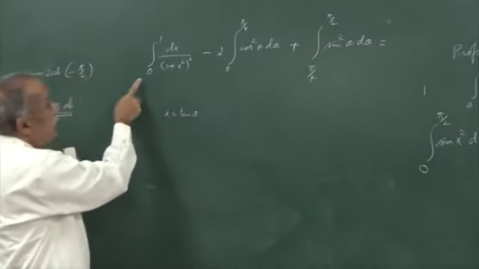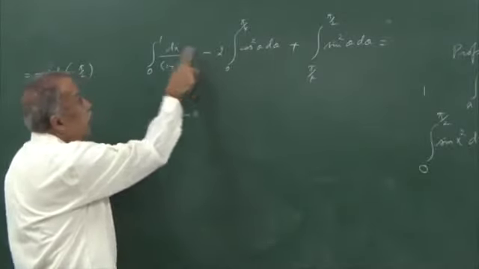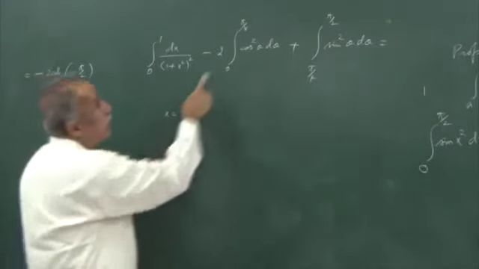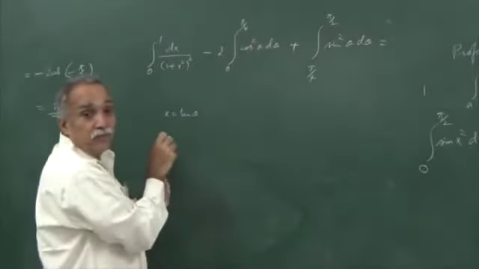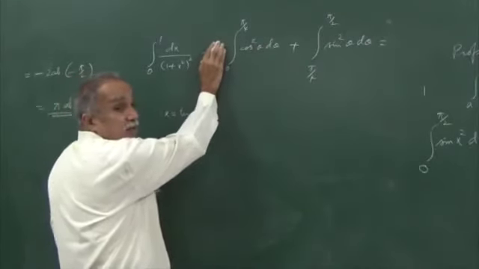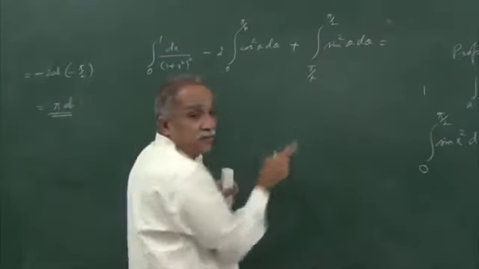New limits will be: when x equal to 0, tan theta is 0, theta is 0. When x equal to 1, theta is pi by 4, upper limit is pi by 4. So this is the same as integral cos square theta d theta from 0 to pi by 4. Coming to this.